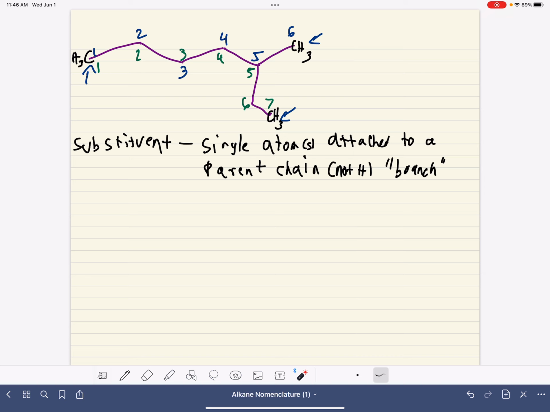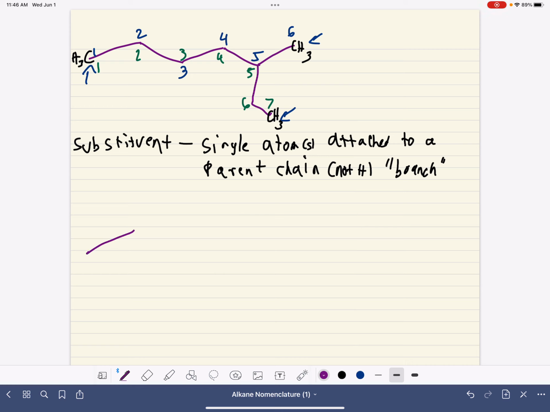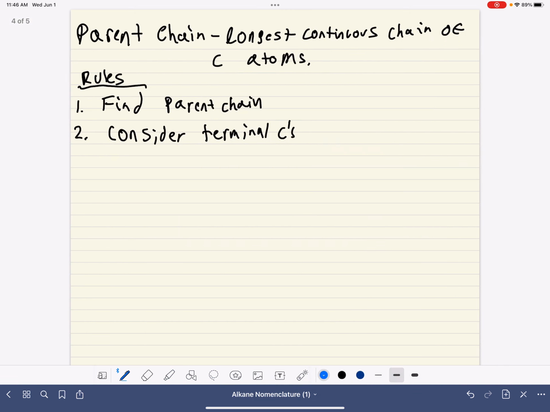So that is how we would name this parent chain, and let me redraw this down here so it doesn't get too messy. So we've now numbered the parent chain, and I'll highlight that parent chain for us in green here. And the next thing you want to do, and I'll write this over here, is identify and name any substituents.